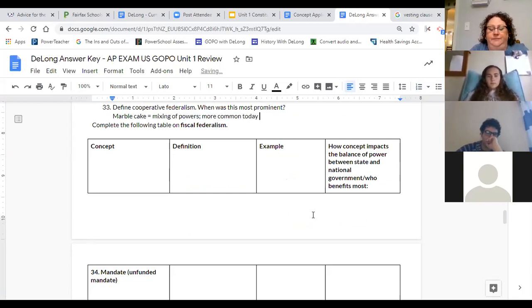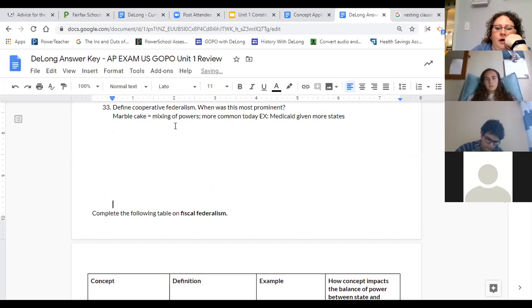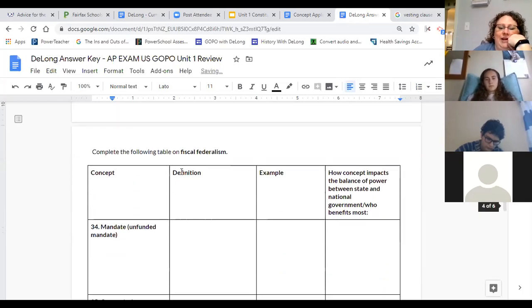So historically, Medicaid, Medicare, all that stuff was always federal government. And so how that's dispersed now, more is given to the states. So the states are taking something that has historically always been federal government, and now they're working on it. Okay. All right. So fiscal federalism.